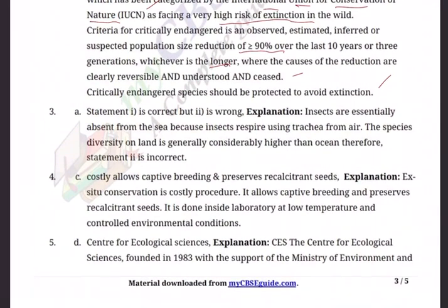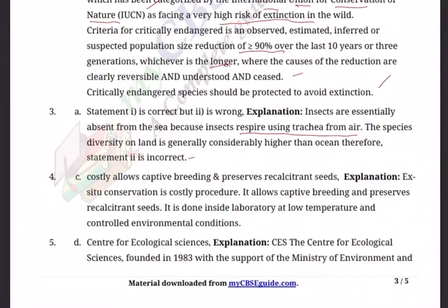Question 3. Statement 1 is correct but 2 is wrong. Insects are essentially absent from the sea because insects respire using trachea from air. The species diversity on land is generally considerably higher than ocean. Therefore, statement 2 is incorrect.